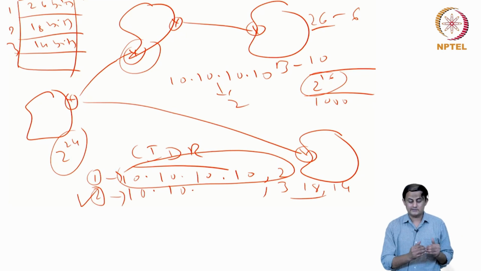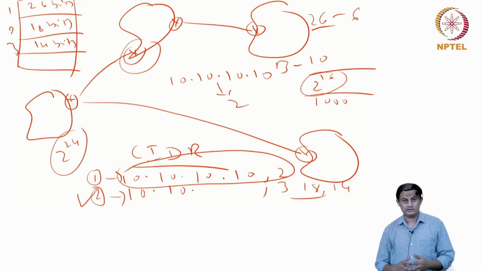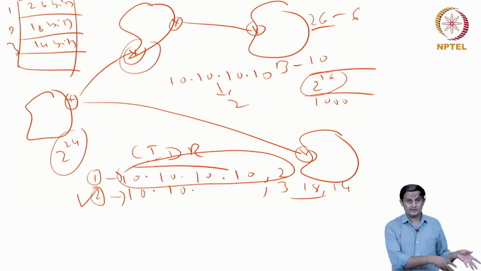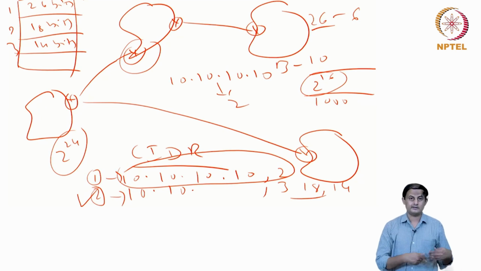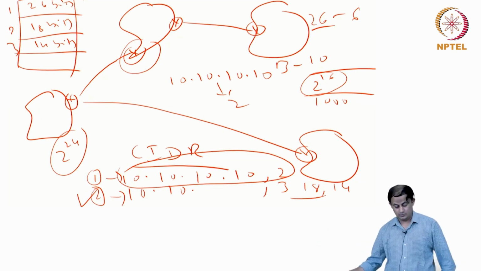So one is saying exact 32 bits, you forward it to port number 2, and the second is saying if the IP address is starting with 10.10, then you forward it to port number 3, and the third one might come back and say if the IP address is starting with 10, then you forward it to port number 4, something like this.